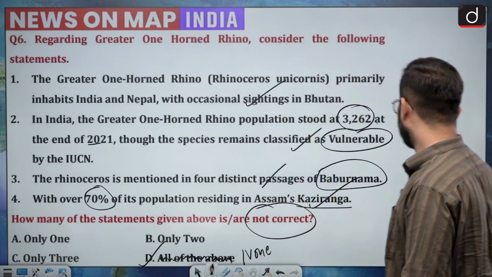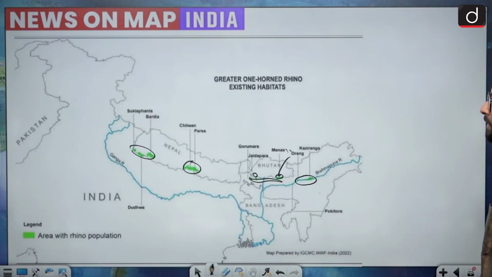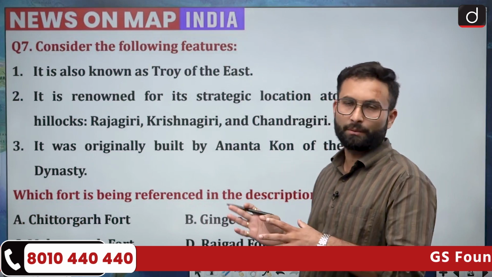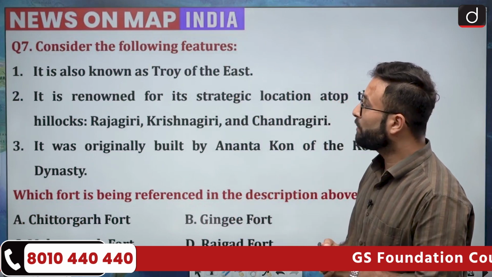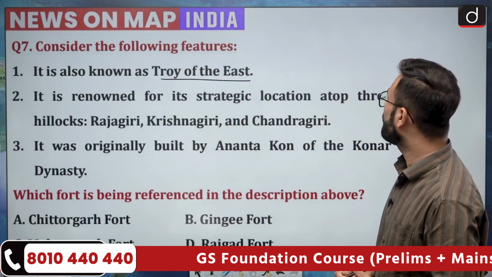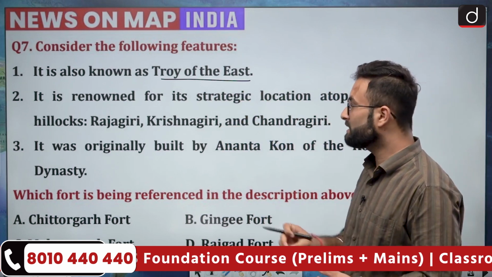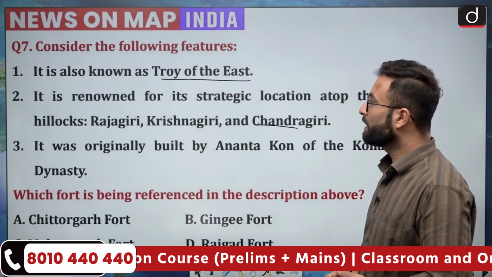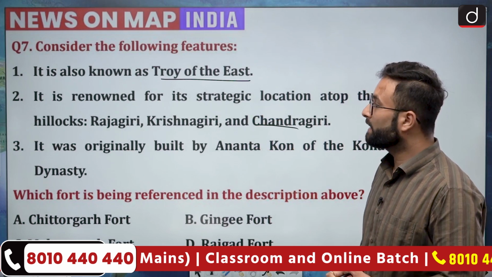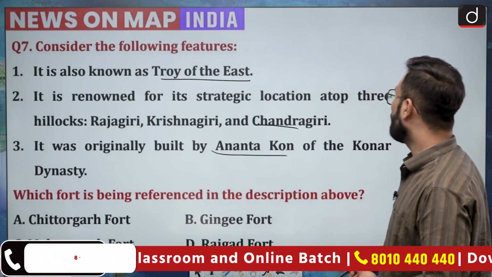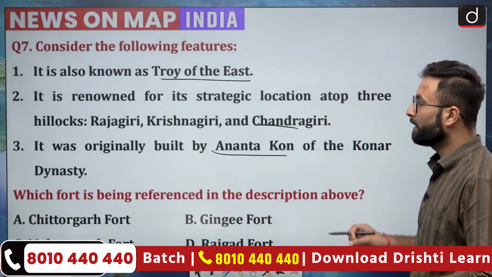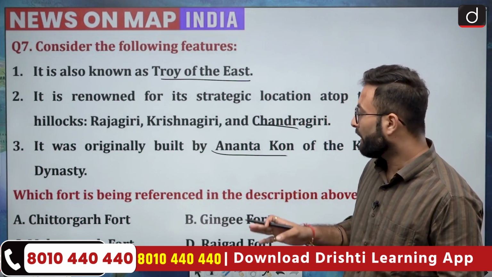Now we can move further to the next one, which is talking about the Troy of the East, a particular fort. Consider the following features. It is also known as the Troy of the East. Second, it is renowned for its strategic location atop 3 hillocks, that is Rajagiri, Krishnagiri and Chandragiri. These are the 3 hills on which this fort is situated. It was originally built by Ananda Kon of the Konar dynasty. Which fort is being referred to in the description above? Chittorgarh, Jinji, Mehrangarh or Raigad.